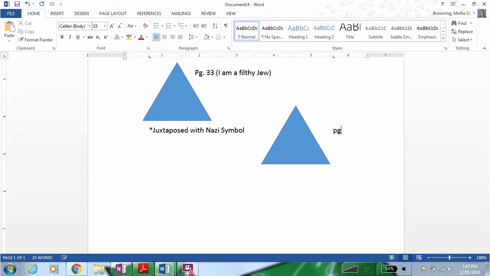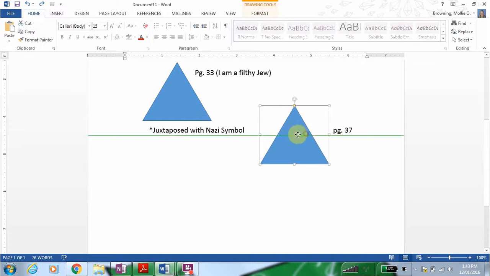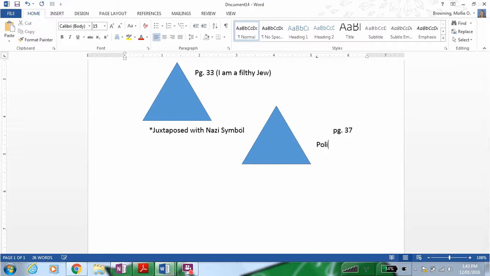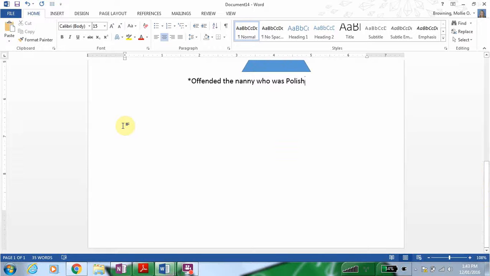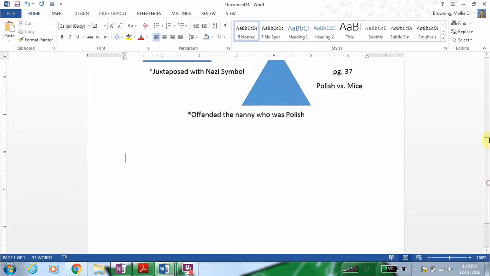I'm going to pick page 37, because we've got Polish on that page. And then I'm going to make a note to myself, because this is how they offended the nanny. Alright, so I've planned very quickly. So now I would start my paragraph.